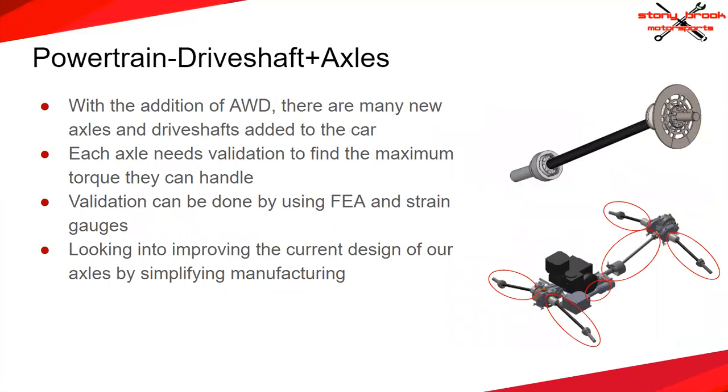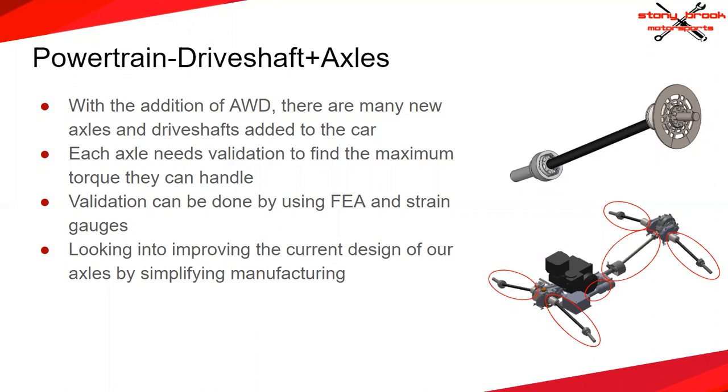Next we have the drive shaft and the axles. With the addition of all-wheel drive, we now have a lot more axles and drive shafts to deal with and fabricate and test and design. Previously we only had 2 axles powering the rear wheels, now we have about 6 axles on the car and 6 axle/drive shafts. So there's a lot of fabrication work that needs to get done.